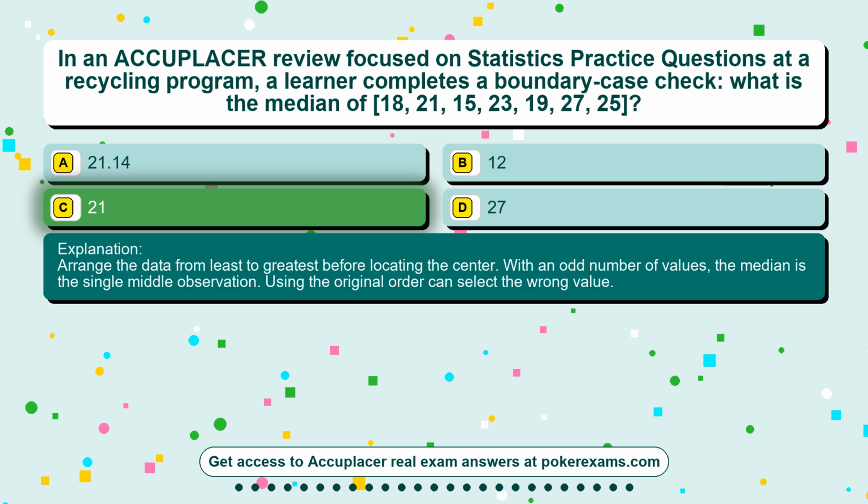Arrange the data from least to greatest before locating the center. With an odd number of values, the median is the single middle observation. Using the original order can select the wrong value.